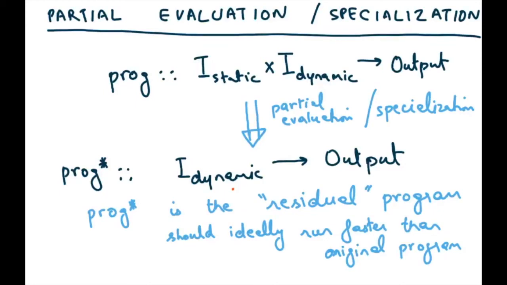on I static. Now, what is the advantage of specialization or partial evaluation? Well, this makes sense only if prog star is hopefully faster or in some ways better, maybe shorter than the original program. All right. And if that's true, then this is a good thing to do, because then you can partially evaluate prog once, and then you can execute prog star on I dynamic 100 different times, and each of the 100 times it's going to be slightly faster than executing the original program on both I static and I dynamic.